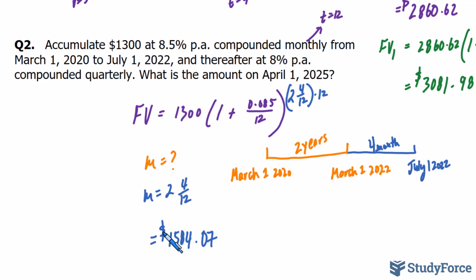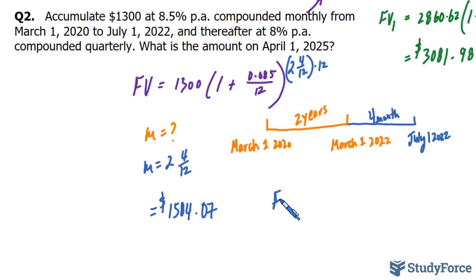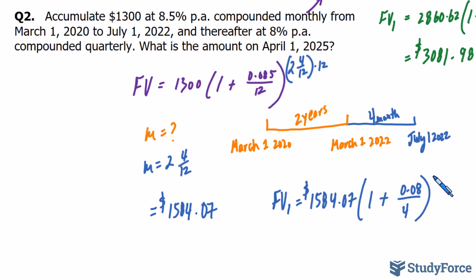Now we need to find another future value where the interest is 8% compounded quarterly leading up to April 1st, 2025. So now the timeline is July 1st, 2022 to April 1st, 2025. We'll call this future value FV sub 1. Our new principal is 1584.07, times 1 plus our new nominal interest rate of 0.08, and we're dividing that by 4, and we're raising this to m times t, where t is 4.